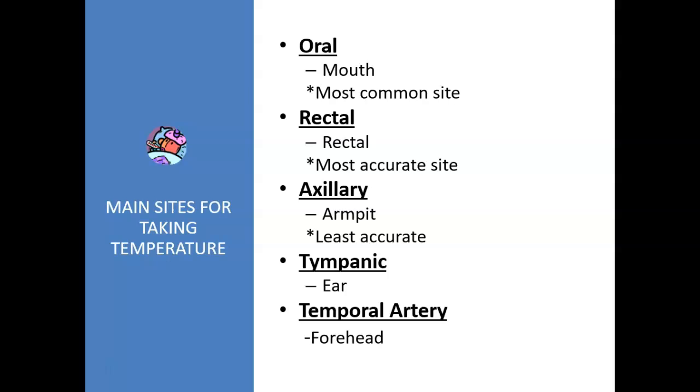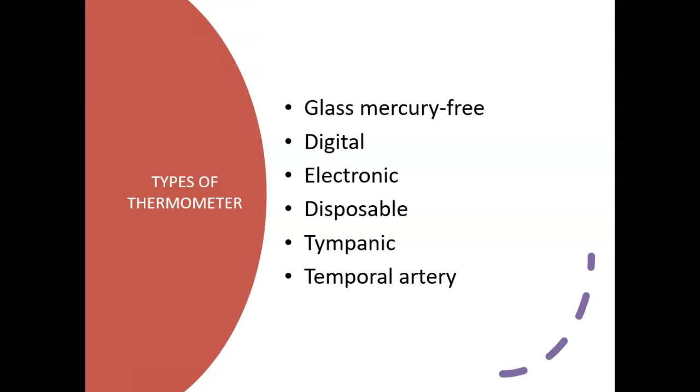The main sites for temperature checking, again, were oral, rectal, axillary, tympanic, and temporal artery. So what you need to remember from this is the oral is your most common site. Your rectal is the most accurate site, and the axillary or the armpit is the least accurate.